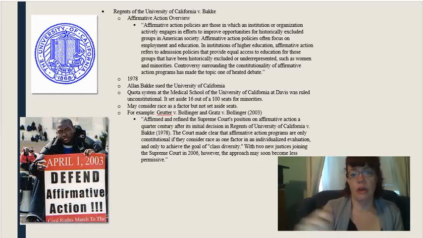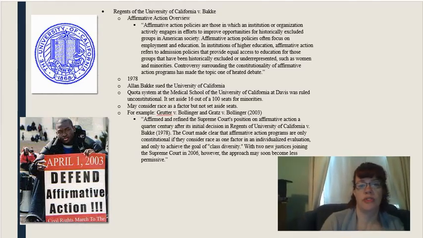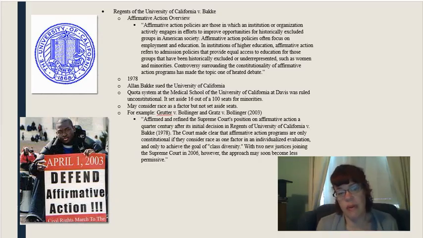So, the affirmative action overview. Affirmative action policies are those in which an institution or organization actively engages in an effort to improve opportunities for historically excluded groups in American society. Affirmative action policies often focus on employment and education. In institutions of higher education, affirmative action refers to admission policies that provide equal access to education for those groups that have been historically excluded or underrepresented, such as women and minorities. Controversy surrounds the constitutionality of affirmative action programs and has made the topic one of heated debate.